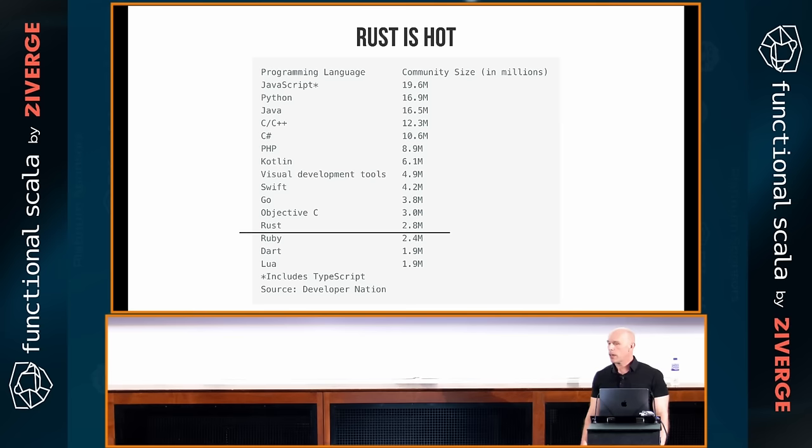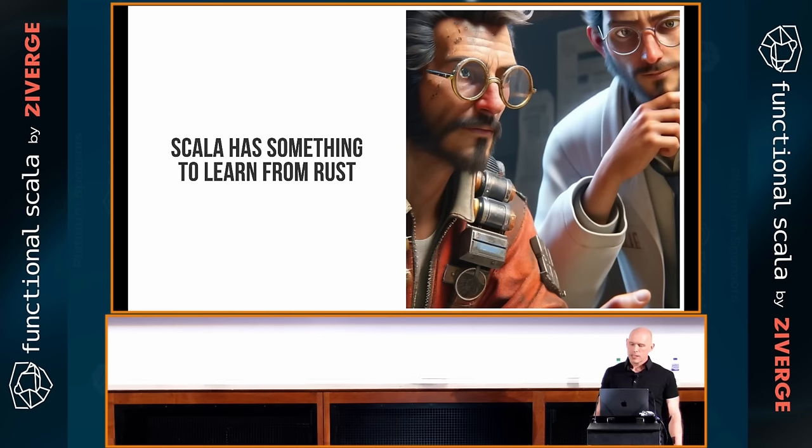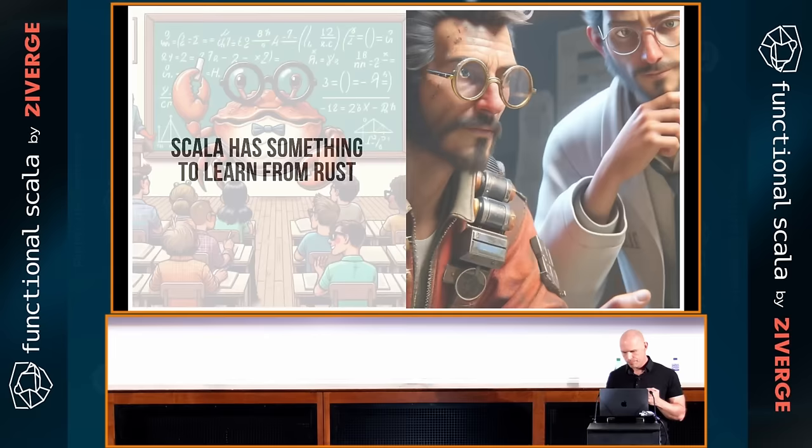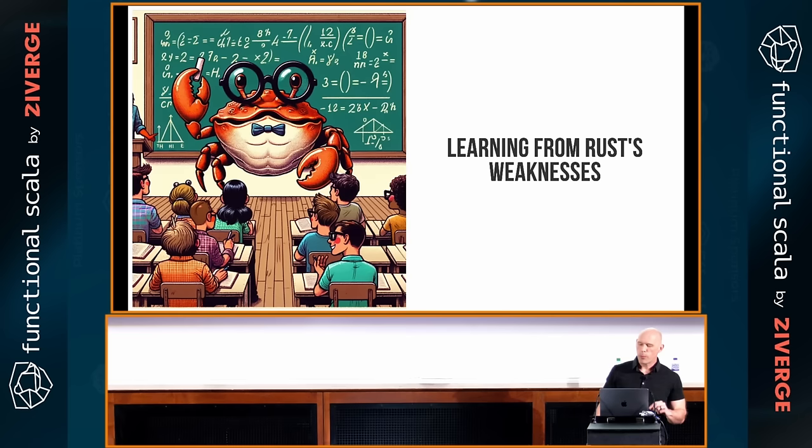My estimate is around 600,000 people professionally use Scala, a lot of them using Scala for Spark, and not in a major way. The number of people who do pure back-end positions is way smaller than 600,000. So, taking a look at all these figures, the fact that Rust has such tremendous momentum right now, and lots of jobs, lots of people using Rust in production, I think Scala has something to learn from Rust. So first, we're going to take a look at what we can learn from Rust's weaknesses. I think this is important.